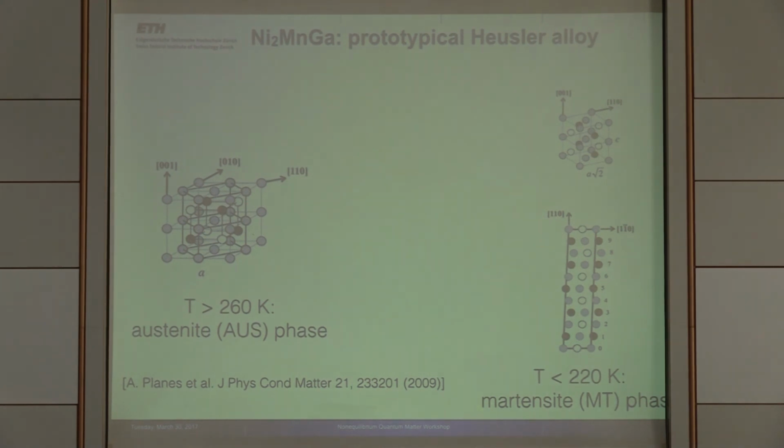All right, so this material is a nickel-manganese-gallium Heusler alloy. The phenomenology is sort of shown here. At high temperatures, you have a fairly high symmetry, what's called an austenite cubic phase. And at very low temperatures, you have this magnetic shape memory phase. The magnetic shape memory phase is a little bit distorted from the cubic structure. It's tetragonal instead of cubic.